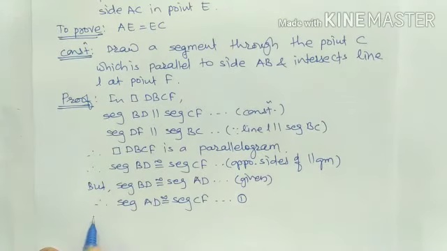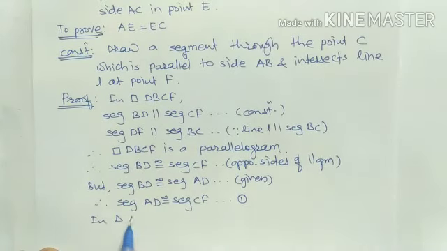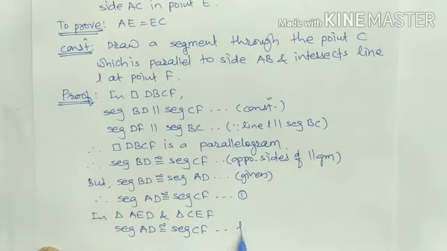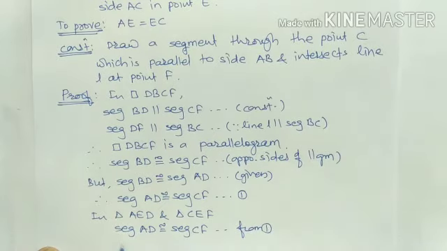Now in triangle AED and triangle CEF, in these two triangles seg AD is congruent to seg CF from 1. Then angle DAE is congruent to angle FCE. See in the figure where the angles are. These are the alternate angles.